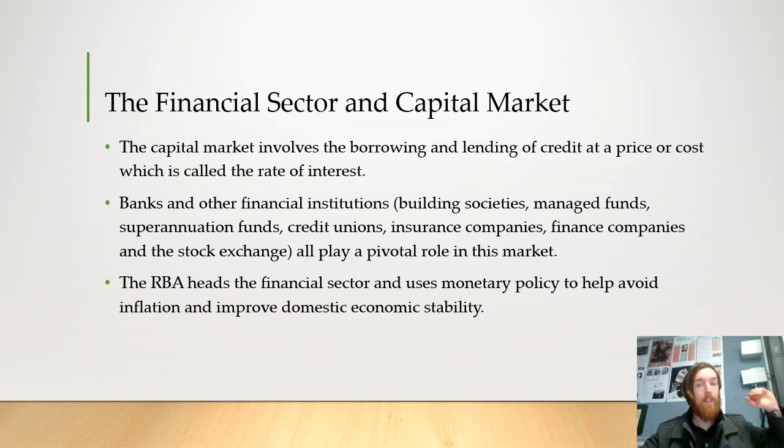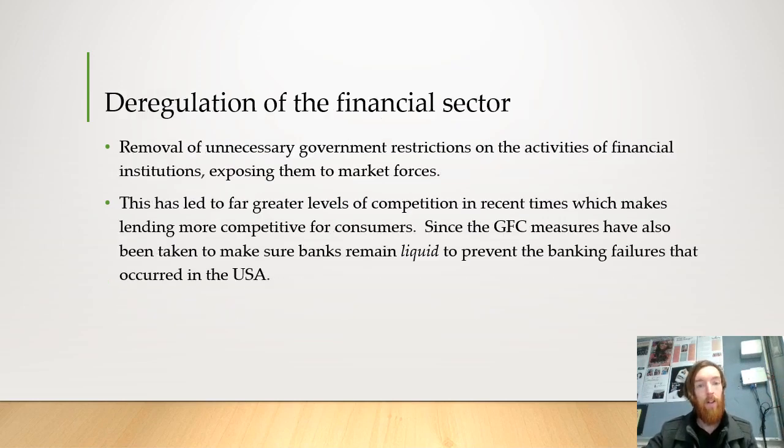So initially the RBA always tries to achieve the goal of low inflation, and then if that is within the target range, they'll start trying to tackle the goal of strong sustainable economic growth and the goal of full employment. Recently, there has been some deregulation of the financial sector, which is the removal of unnecessary government restrictions on the activities of financial institutions, which exposes them to market forces.